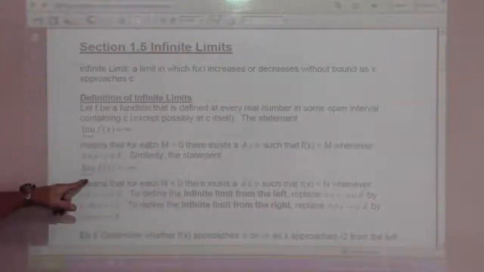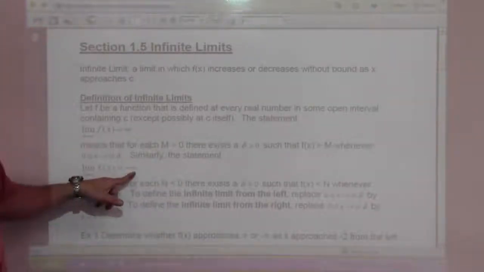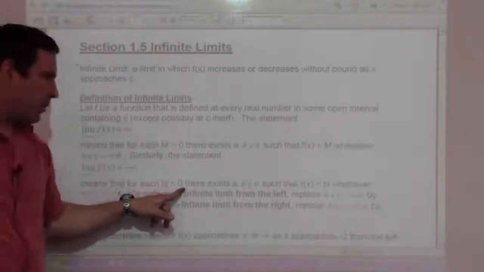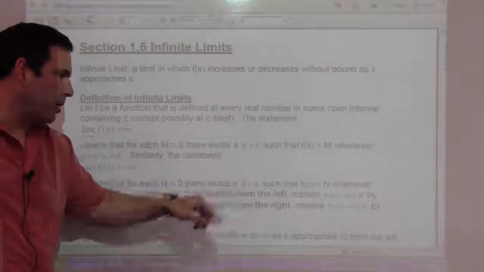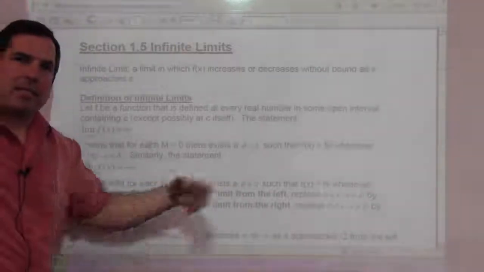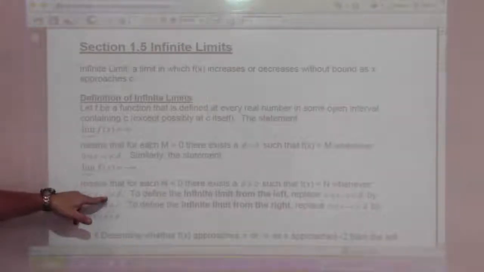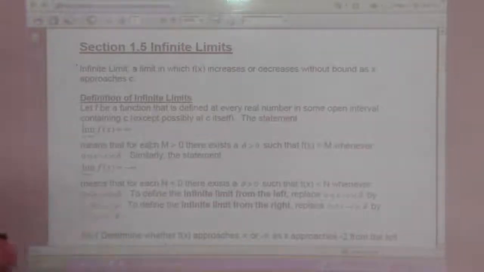Similarly, the statement, the limit as x goes to c of f of x equals negative infinity, means that for each N less than 0 there's a delta greater than 0 such that f of x is less than that N whenever 0 is less than the absolute value of x minus c less than delta.